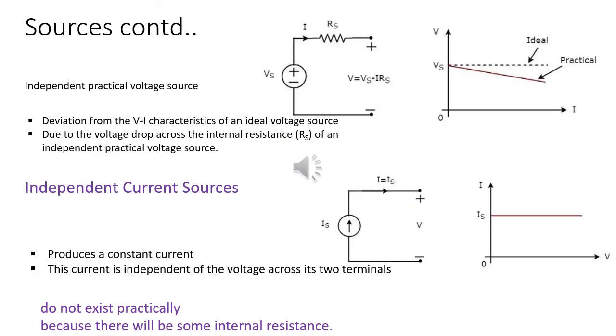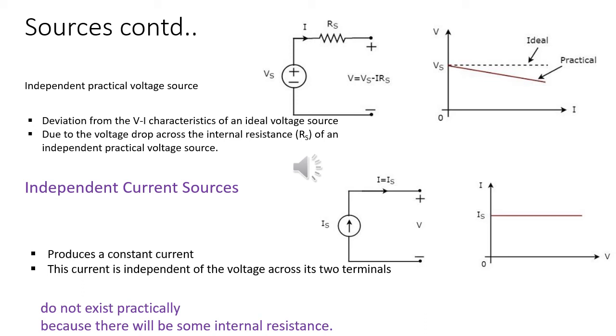So this is the case of a practical independent voltage source, because a practical source always has its own very small series resistance value. So you can write the terminal voltage equation as Vs minus the drop across the series resistance, that is Vs minus I into Rs. That will be the measured voltage across the terminals.